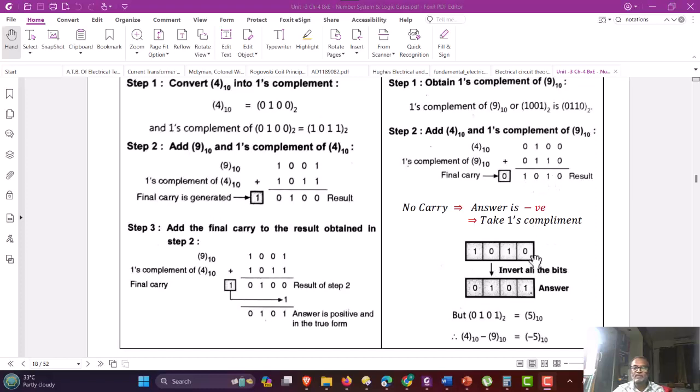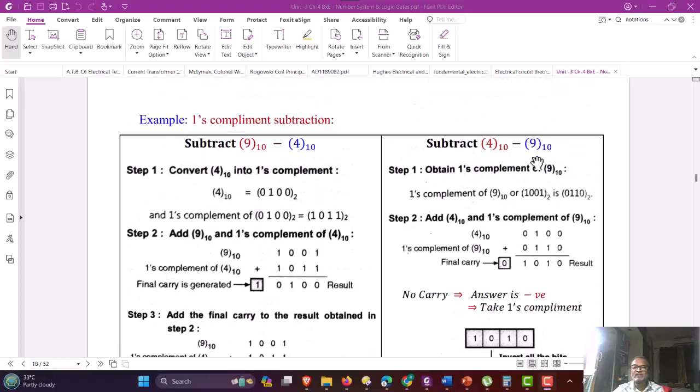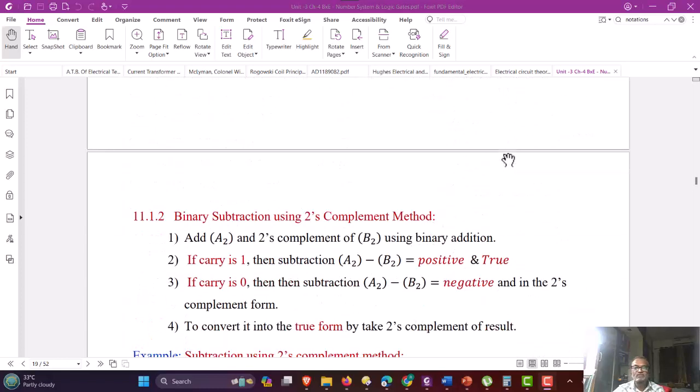Take the 1's complement, invert all the bits. 1 becomes 0, 0 becomes 1, again 1 becomes 0 and 0 becomes 1. So the answer is 0 1 0 1, which corresponds to 5. But since no carry was generated, this answer 5 is with negative sign. So it is minus 5. And obviously 4 minus 9 is minus 5. That is shown here.